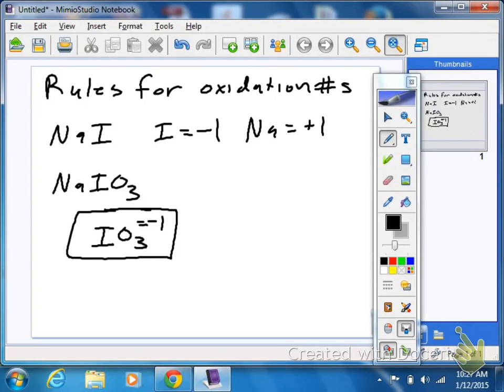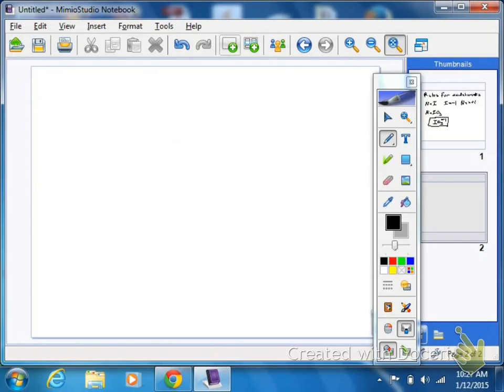Okay? So now, if we just look at IO3 by itself, we know that when we add up the oxidation numbers, they need to add up to -1. If you look at Rule 7, it says the algebraic sum of the oxidation numbers of all atoms in a polyatomic ion equals the charge of the ion. So if we add these two together, it must equal -1. So we're going to have to determine what their charges are. Now there are some rules up above that we're going to go through real quick before we come back to this.